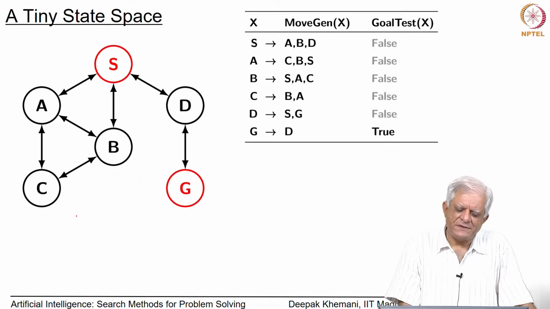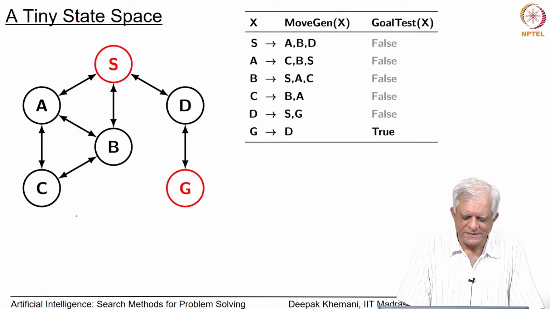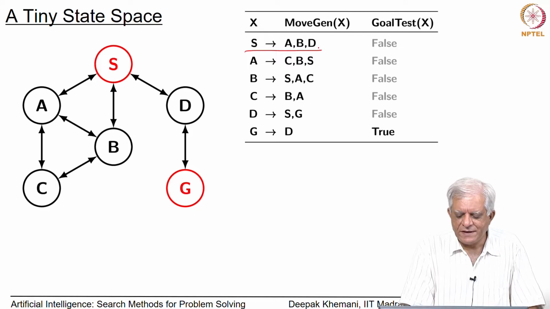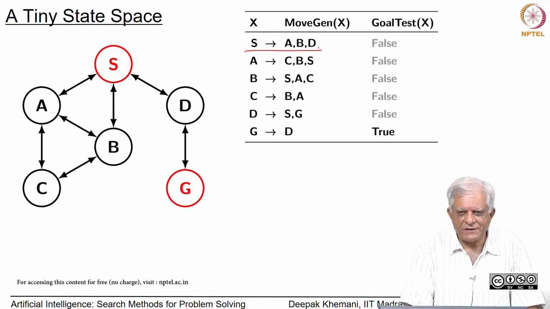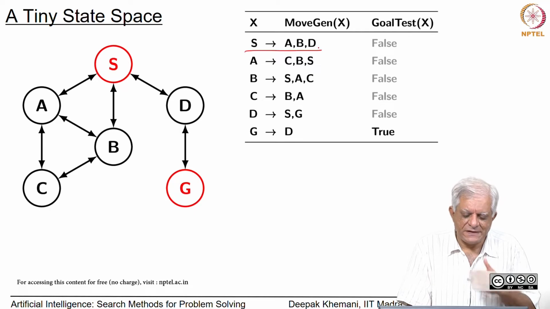Let us look at an example with a tiny search space here. The move gen function is given in the table here. So, for example, S generates A, B, D and A generates C, B, S and so on. The importance of giving this move gen function is that we know in which order they will be generated, and therefore, we can decide which order they will be inspected in.